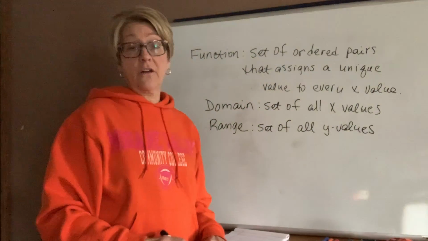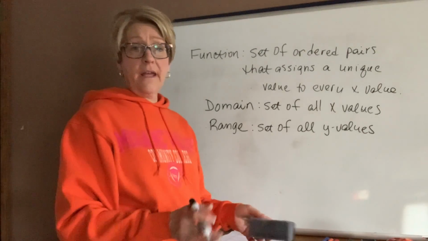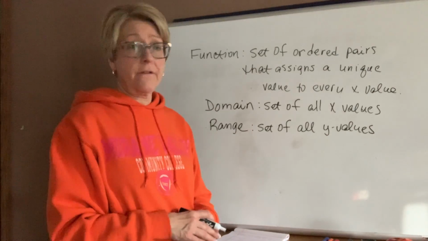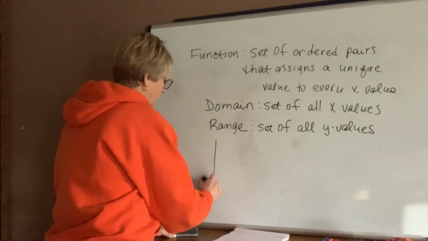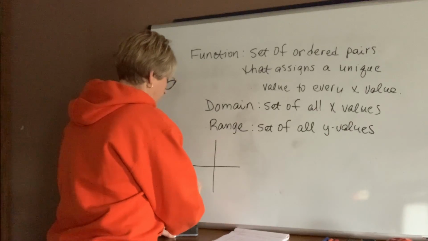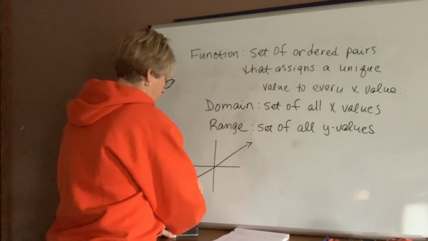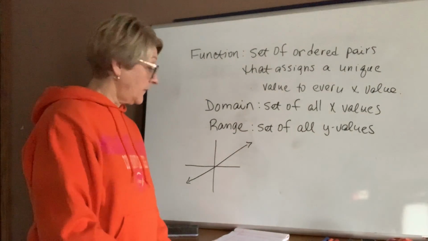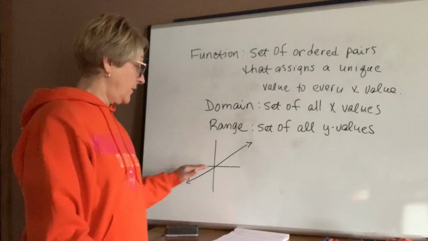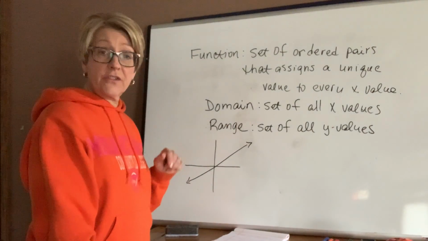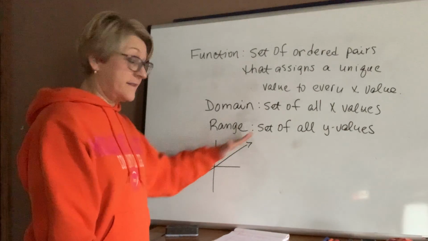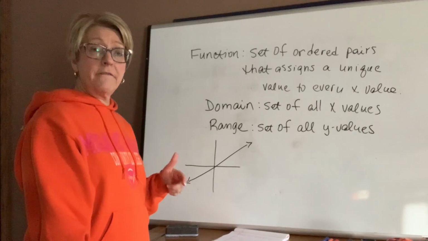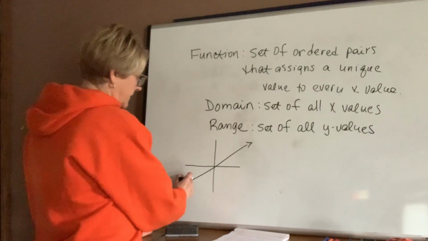So we can look at a graph and say, okay, what values of x are on this graph? We'll start with a linear graph. Here's where we have to sort of use our imagination. So what do we know? We know that the axes continue in both directions infinitely. We know that this graphed line continues in both directions infinitely. So what values of x are on this line?